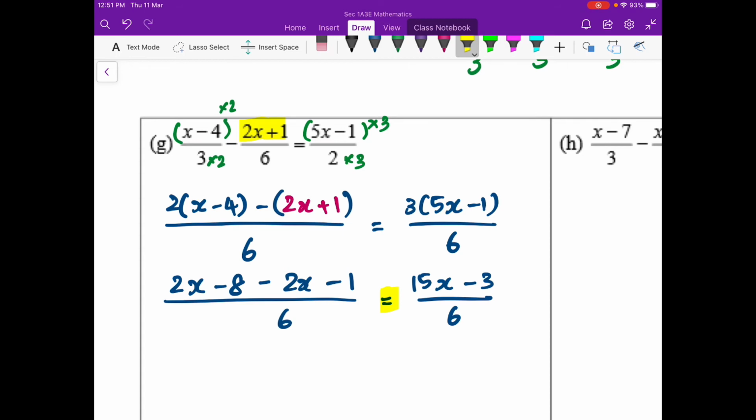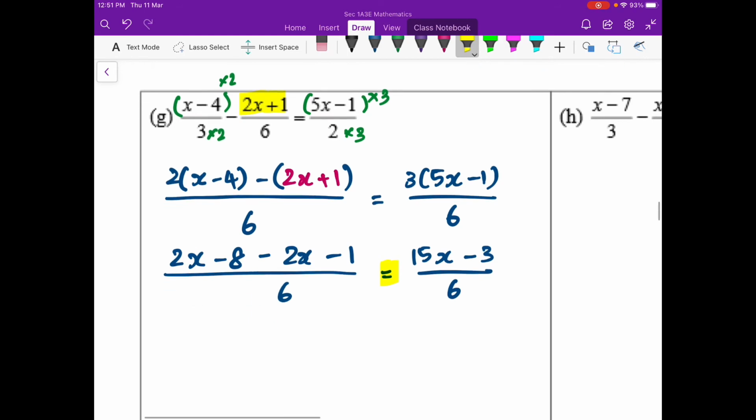Another way to look at it is, if you multiply the left hand side by 6, then you also must multiply the right hand side by 6. Both sides multiply by 6, denominators all disappear. Right? I still use my only one rule, which is whatever you do on one side, you must do on the other side. So now we can simplify.